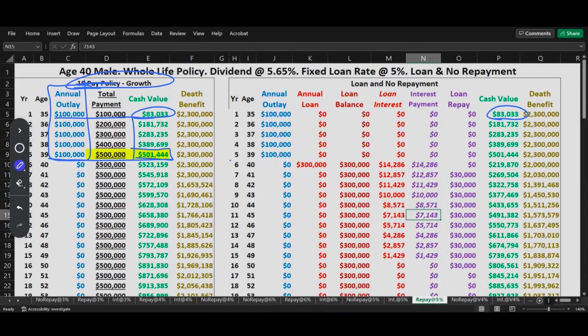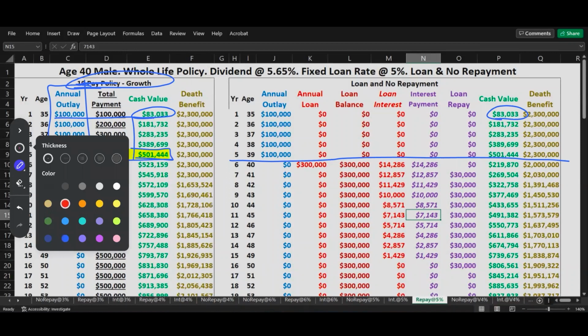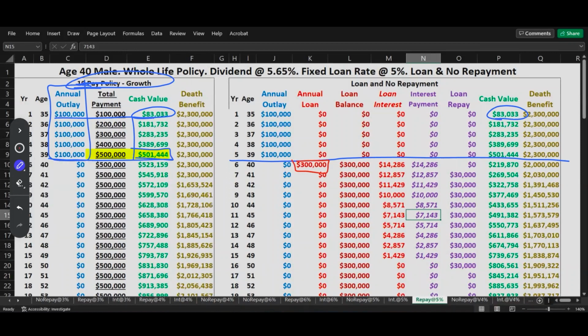Scroll your eyes to the right. In the loan scenario, year 5, you don't touch it. Everything is identical. Now the next year, we're going to look to take a policy loan. So what is the impact if this is your money when you take that $300,000 loan? There's the $300,000 loan. Look at the death benefit.